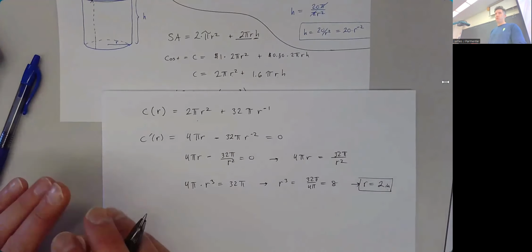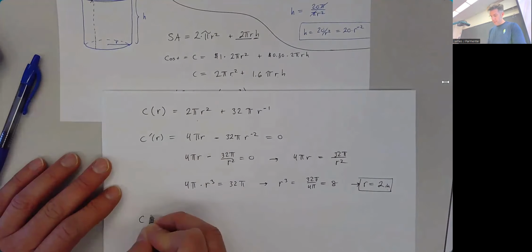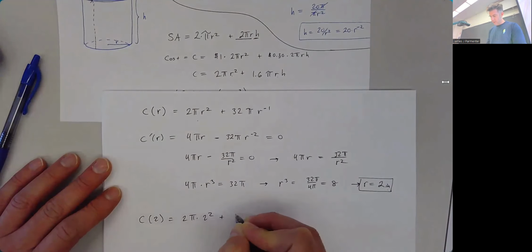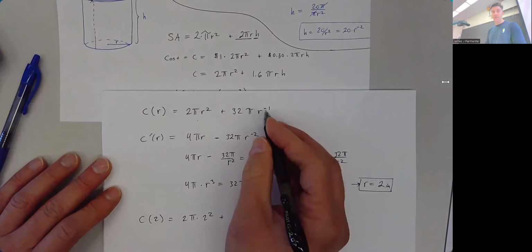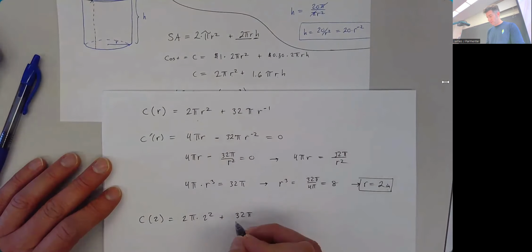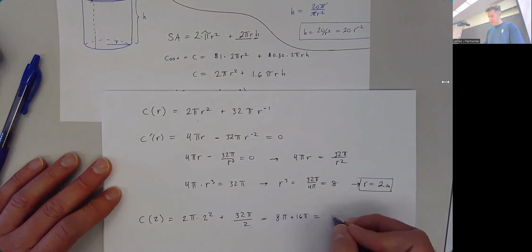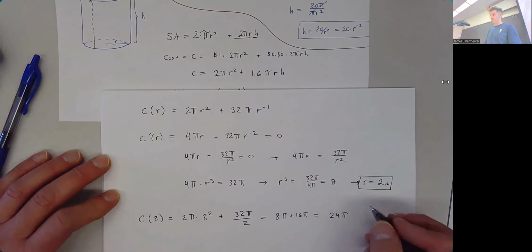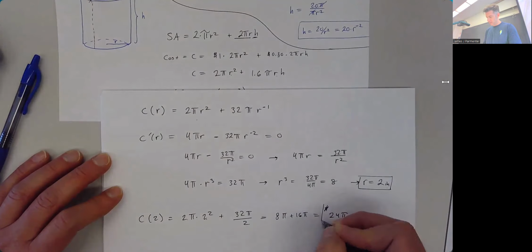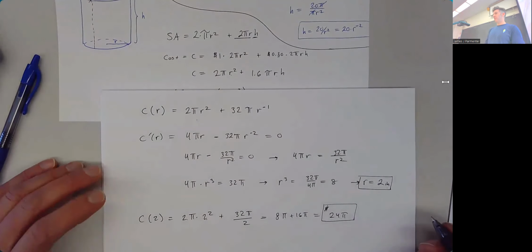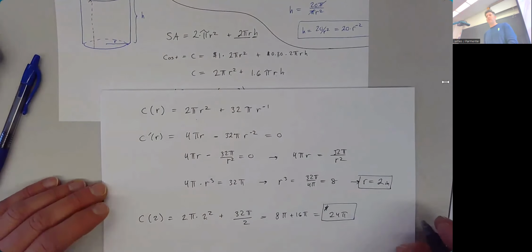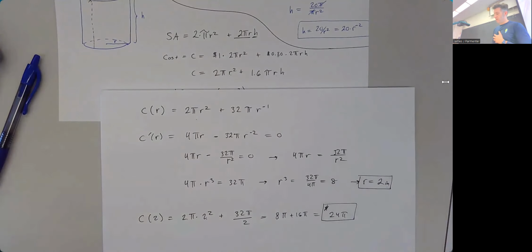So we're not just going to do that, but we could and say, well, C of 2 is 2 pi times 2 squared plus 32 pi, I'm going to write divided by 2 instead of times 2 to the negative first, which is going to be 4 times 2 is 8 pi plus 16 pi. So the cost is 24 pi dollars, which I know is a funny number of dollars, but okay. Somewhere between 73 and $80. I don't know exactly. Probably smaller.